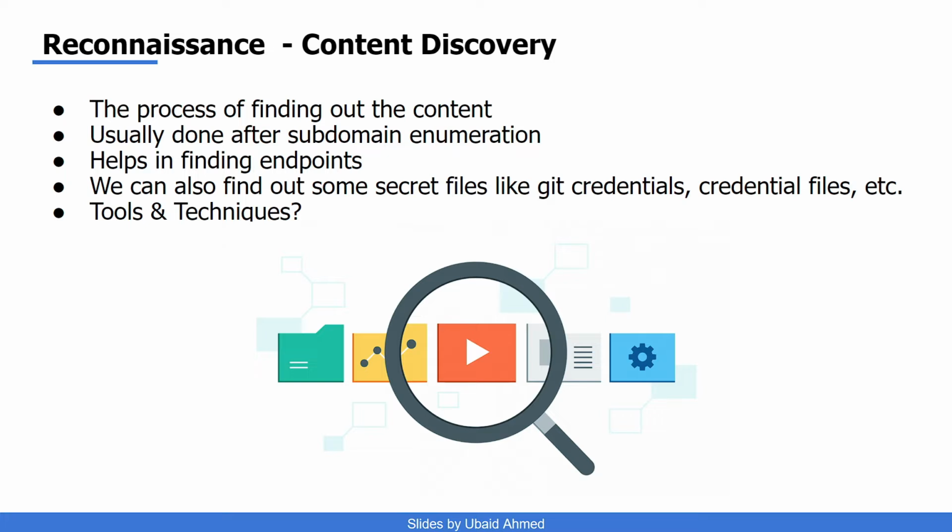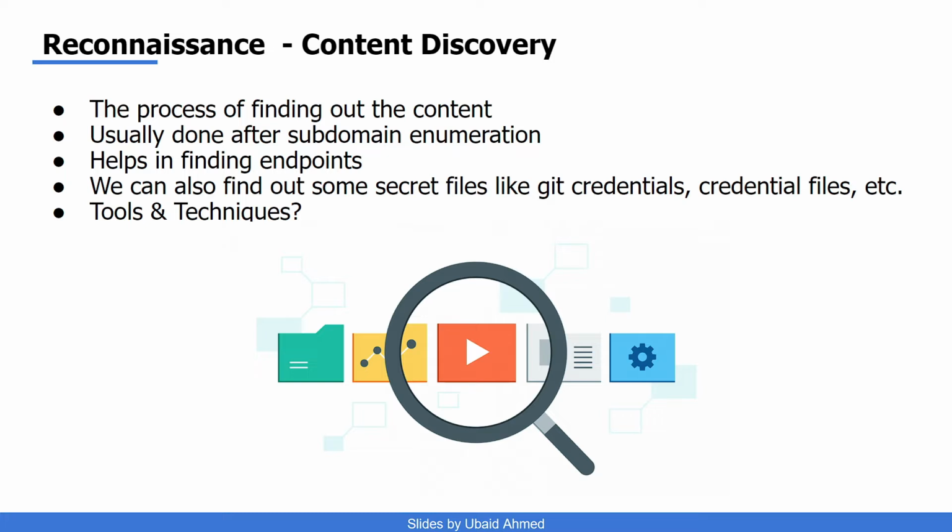Doing this activity becomes more fruitful after we have performed subdomain enumeration. So the ideal time for performing content discovery is after we have performed subdomain enumeration, which we have already covered in the last video. If you have not yet watched the video, the link is in the description, or you can find the link in the icon above as well. Once we have the list of subdomains, we can either do content discovery for all the subdomains one by one or just target the interesting subdomains.